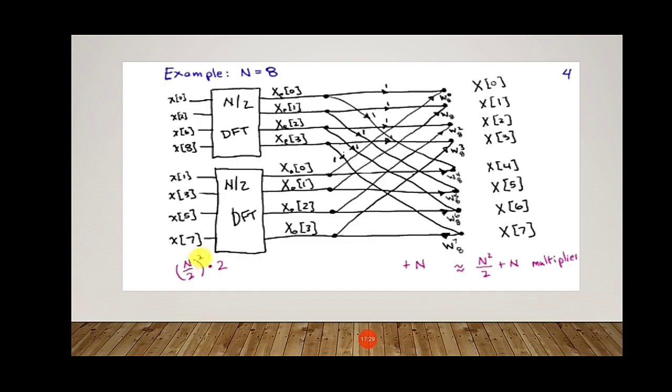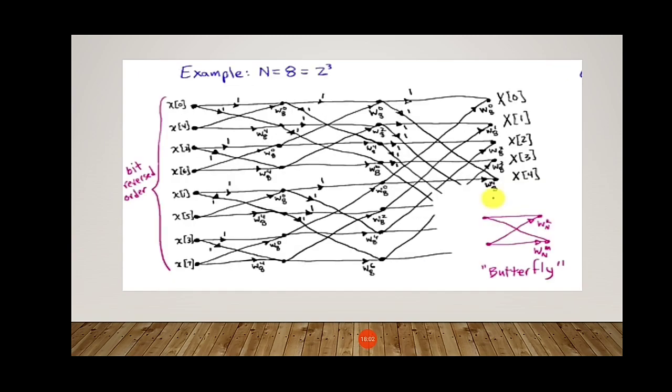Similarly, for the odd part, x1 and x5 now become the even part, and x3 and x7 become the odd. So for x1 and x5 we again perform an N by 4 point DFT, and for x3 and x7, which become the odd part, we perform again an N by 4 point DFT. In this way, if we move backward, we have these blocks replaced by cross signs, that is butterflies.